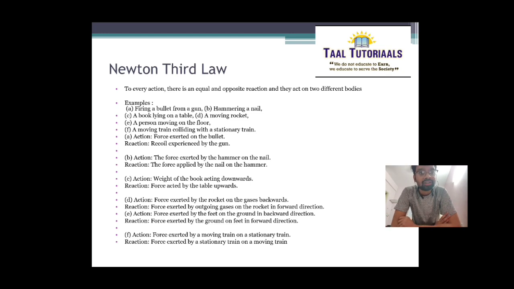Fifth, a person moving on the floor. The force exerted by the foot on the ground in the backward direction is an action, and the force exerted by the ground on the feet in the forward direction is the reaction. The last example I shared is a moving train colliding with a stationary train. The force exerted by the moving train on the stationary train is an action, while the force exerted by the stationary train on the moving train is a reaction. These are a few examples I shared for Newton's third law of motion.